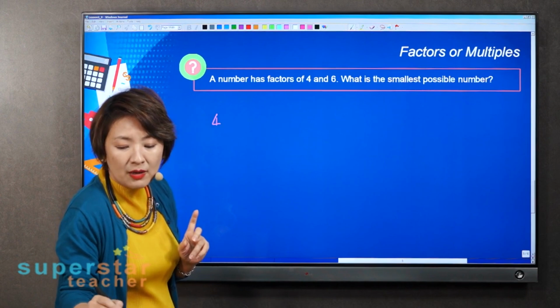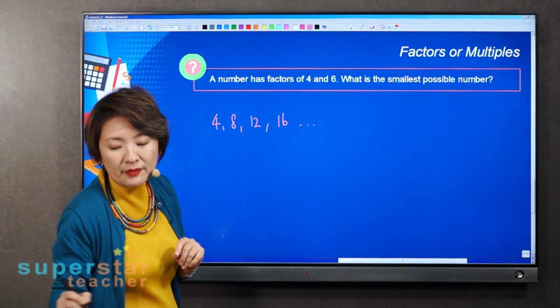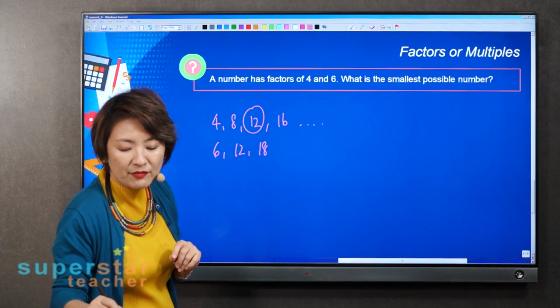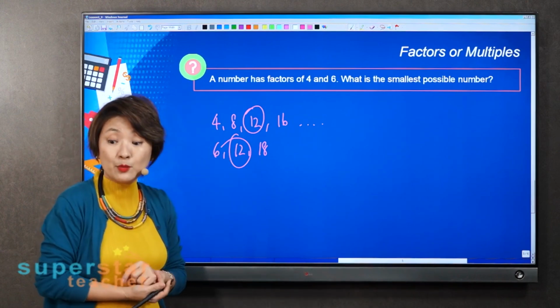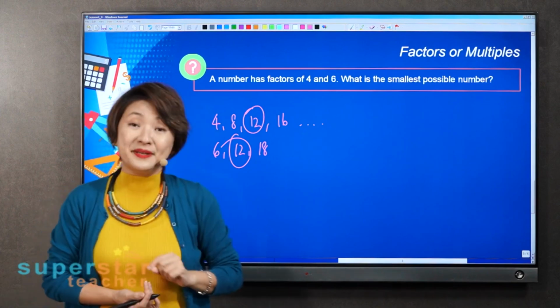So you have 4, 8, 12, 16, and so on. And you have 6, 12, 18, and there you have it, your first common multiple. Which is your smallest possible number. So 12 will be the answer.